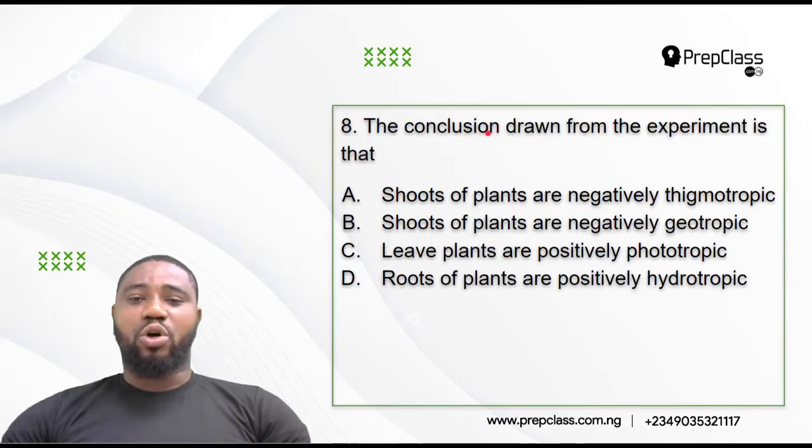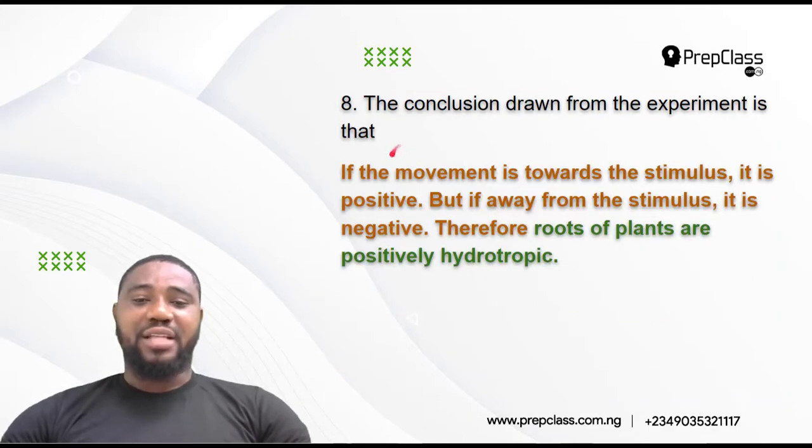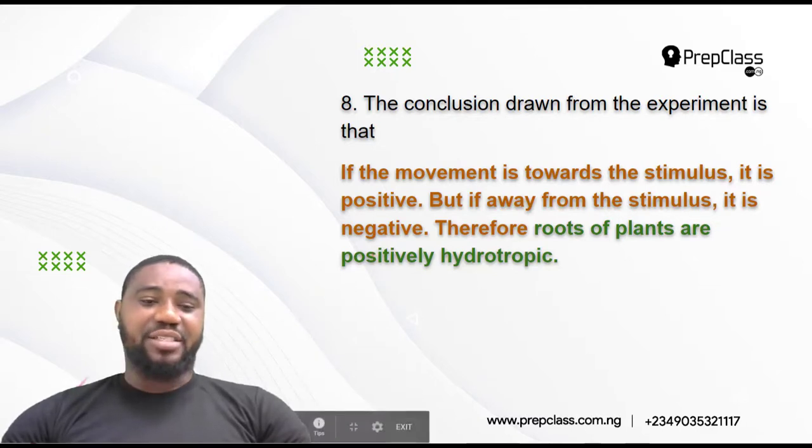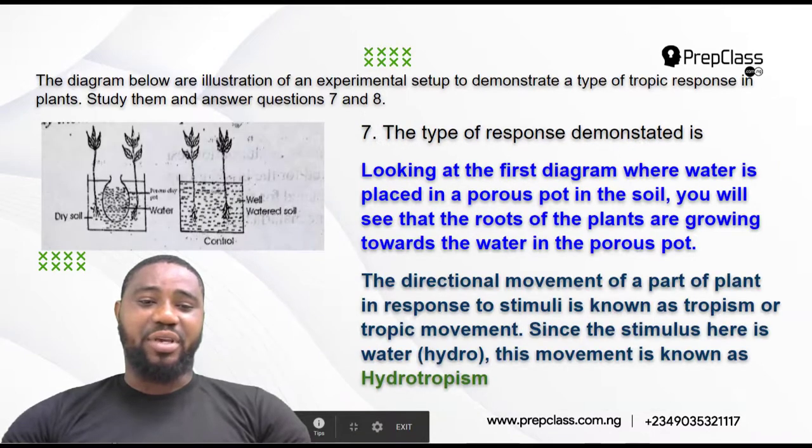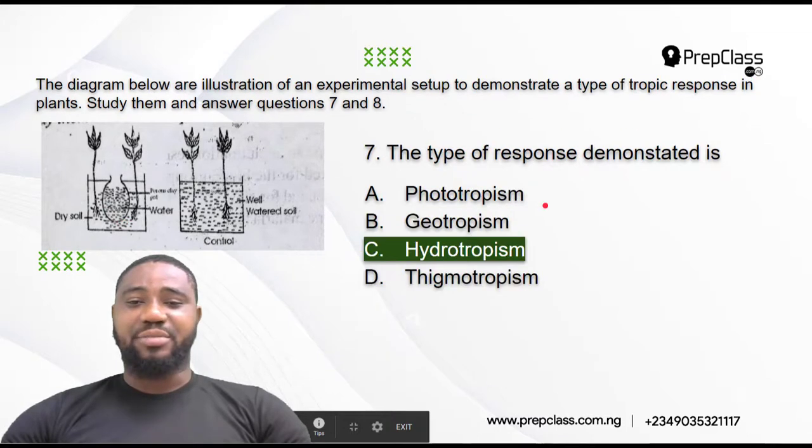8. The conclusion drawn from the experiment is that shoots of plants are negatively thigmotropic? Is it that shoots of plants are negatively geotropic? Is it that leaf of plants are positively phototropic? Is it that root of plant are positively hydrotropic? Let us see. Now say that if the movement is towards the stimulus, it is positive. But if away from the stimulus, it is negative. And we can see that in this case, let's look at that diagram again, the stimulus is towards the plant. That simply means positive.